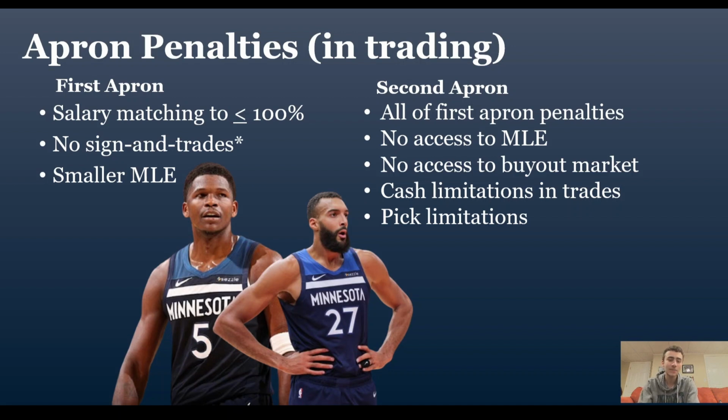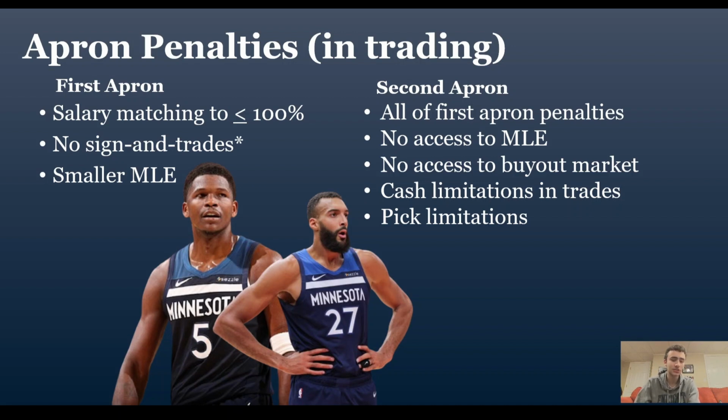Additionally, second apron teams have no access to the buyout market. Now, this isn't related to trading. This is where teams may buy out players, so basically paying them their salary either up front or over time and letting them walk and become free agents. This is big for contending teams because typically teams that are vying to contend are those teams that you'd see in the second apron.